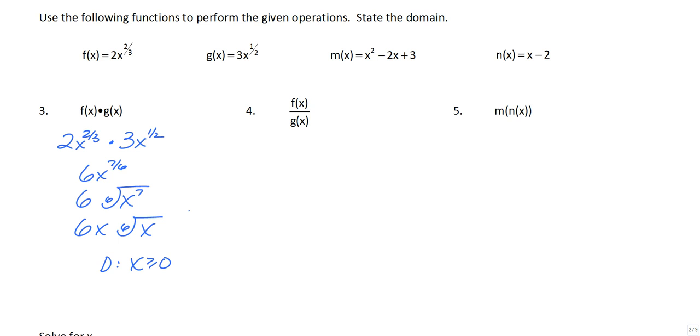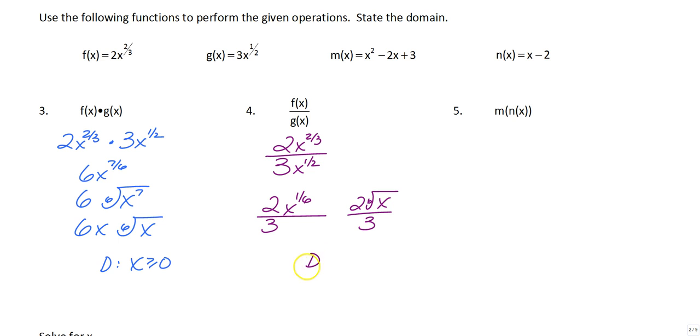Number 4. This is very similar. We're just dividing. So we have 2x to the 2/3 over 3x to the 1/2. And the 2/3 does not simplify at all. If it did, we would. But now remember, when you divide, you subtract the exponent. So 2/3 minus 1/2 would be 1/6. So once we simplify that guy, we have 2 times the sixth root of x all over 3. So that's our simplified part.